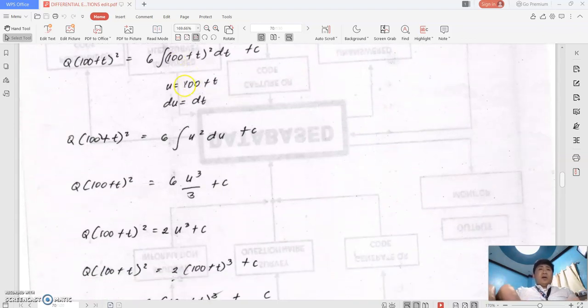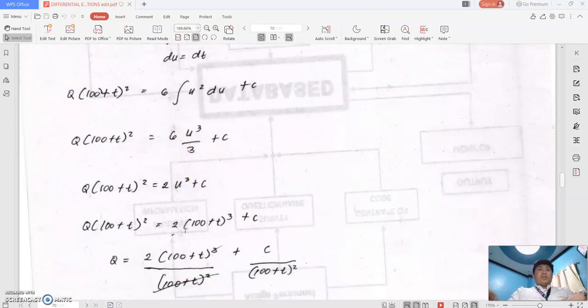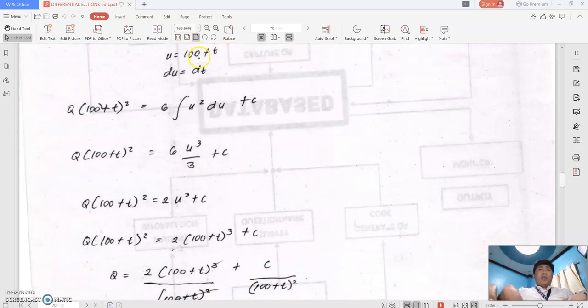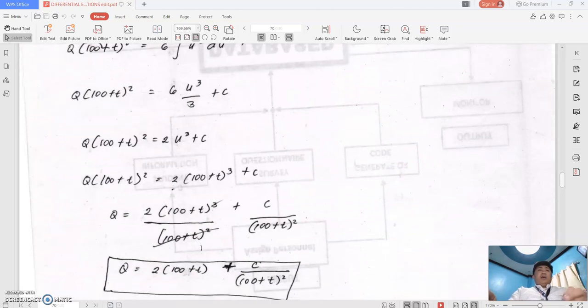So our u is this one, our 100 plus t becomes u. Then we can now integrate that one. You have integral of u squared, that is u cubed over 3. So simplifying it, 6 divided by 3, that is 2 u cubed. After that, substitute the value of u. You use here, so you have 100 plus t cubed.